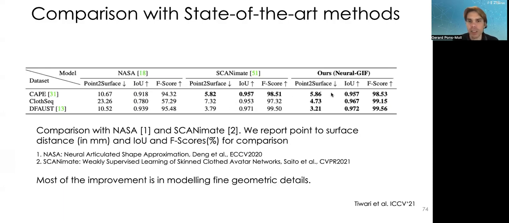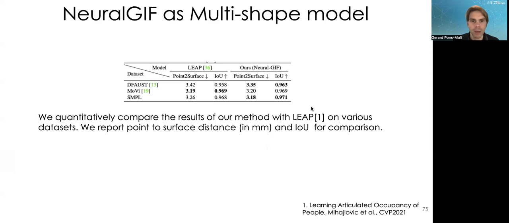I don't want to spend too much time on this, but basically the conclusion, comparing the different models, was that the model was significantly superior to NASA, and very much comparable to Scanimate in terms of numbers. Perhaps Neural GIF can produce better details because of this trick of modeling inside the canonic function. You have the numbers here.